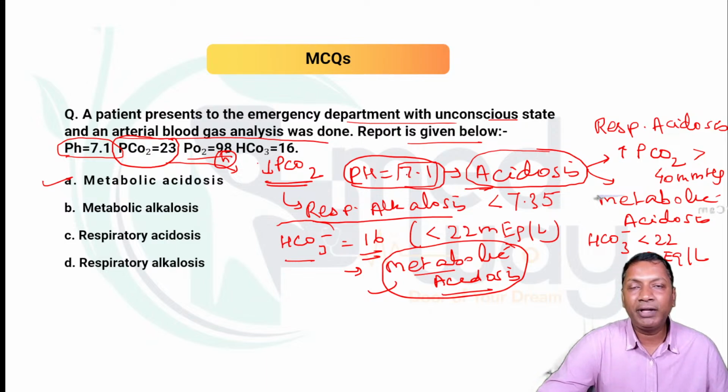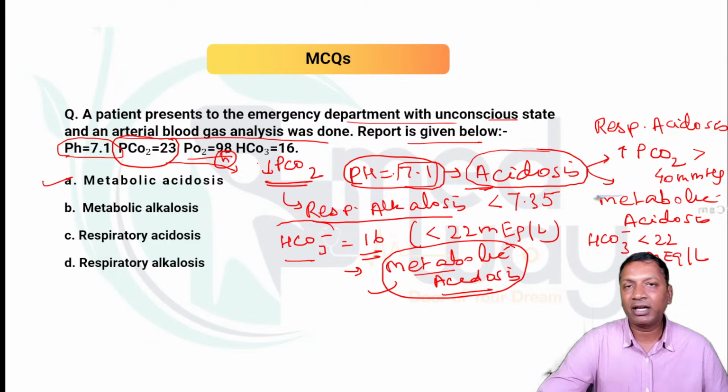And in this metabolic acidosis, what is the respiration trying to do? The respiration is trying to compensate this metabolic acidosis. So in this, the correct answer is the metabolic acidosis, because the bicarbonate level is less than 22 milliequivalent per liter.